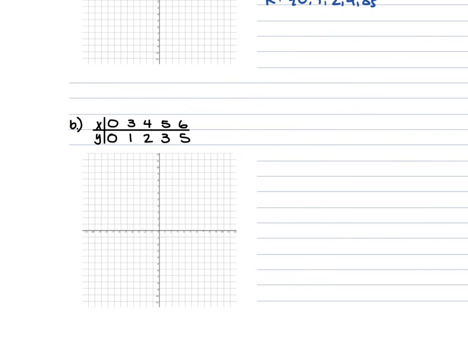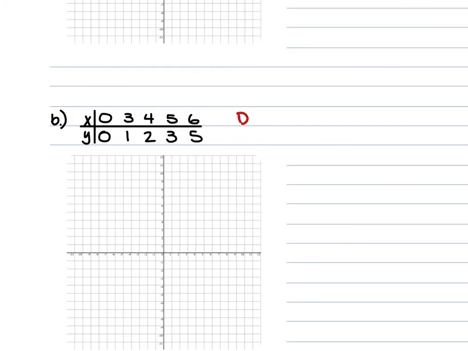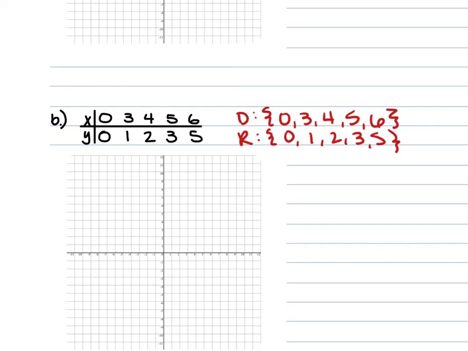For example B, we have our x values of 0, 3, 4, 5, and 6. Those are our domain values. And then our y values, or our range, 0, 1, 2, 3, and 5. We are going to plot these points. So we have (0, 0), (3, 1), (4, 2), (5, 3), and (6, 5). We plot these points and draw the line through them. It has a little bit of a curve.